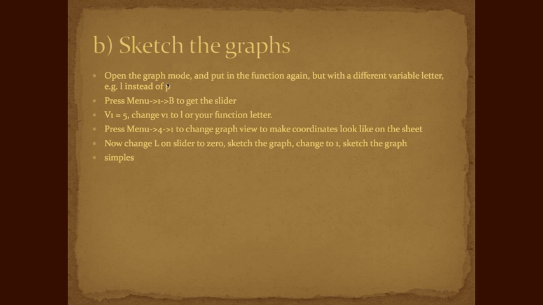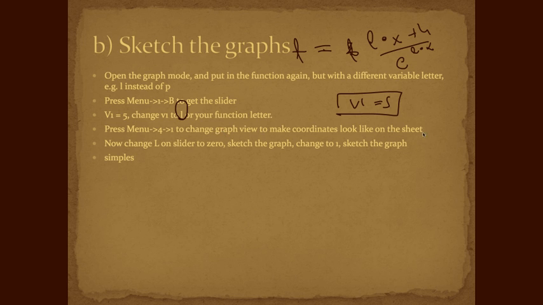To sketch your graphs, you open graph mode and put in the function again with a different variable letter, for example l instead of p, so f equals l times x plus 4 over e to the power of l times x. Next, you press menu 1b to get the slider, which looks like v1 equals 5. You change v1 to l, then press menu 4-1 to change your graph view to make it look like it's on your sheet.